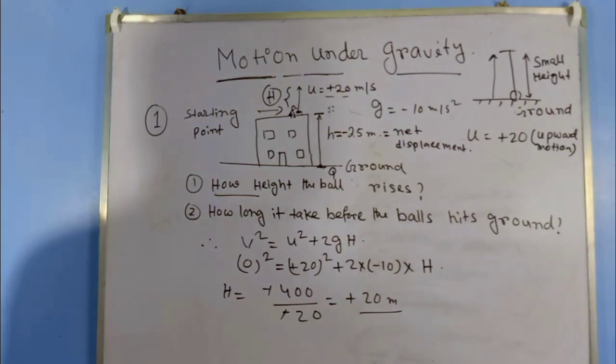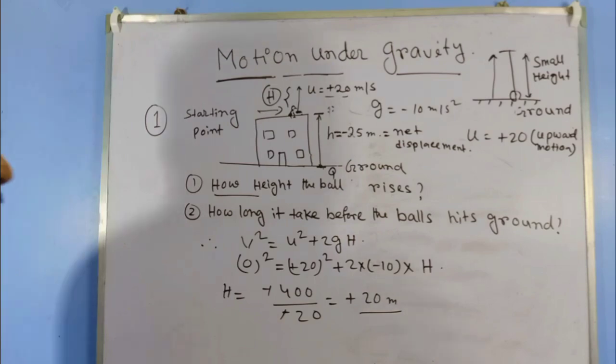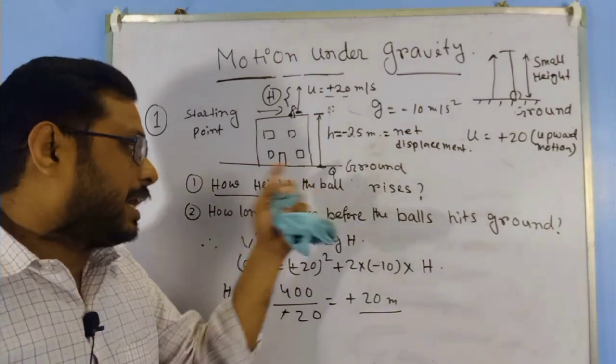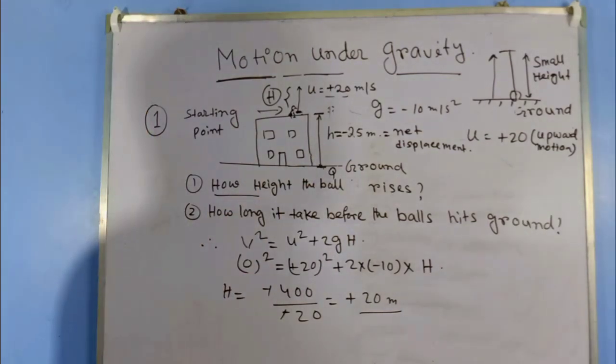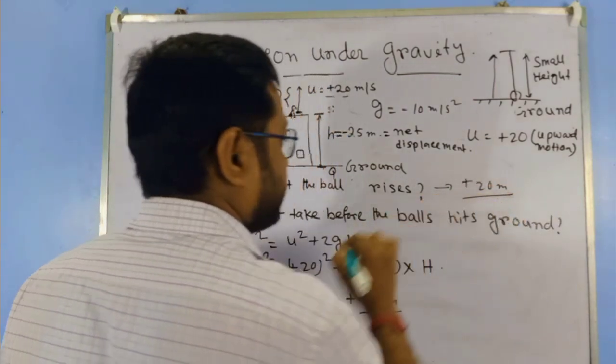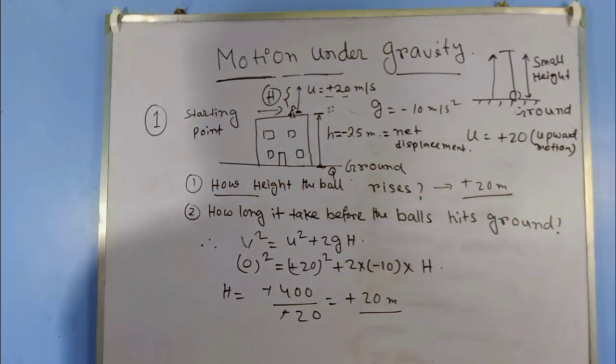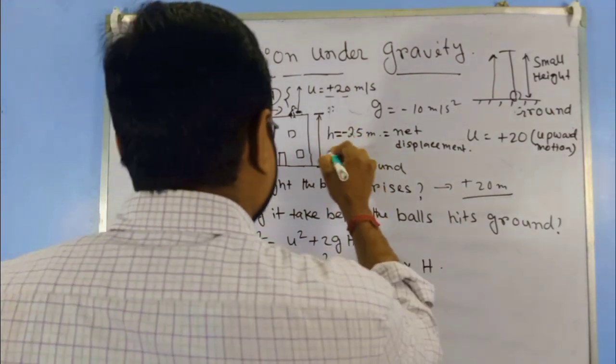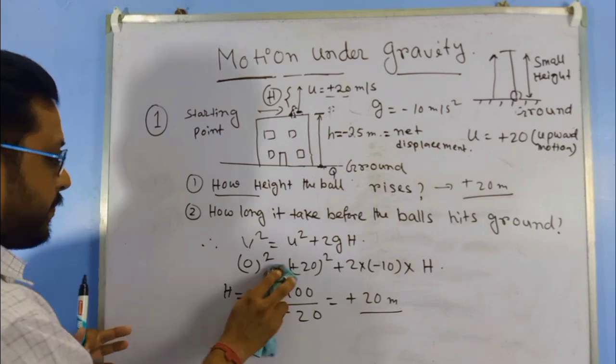So we can find out the first answer: how high the ball rises, it is plus 20 meter. Next we find out how long it takes before the ball hits the ground. In this case we take the net displacement.